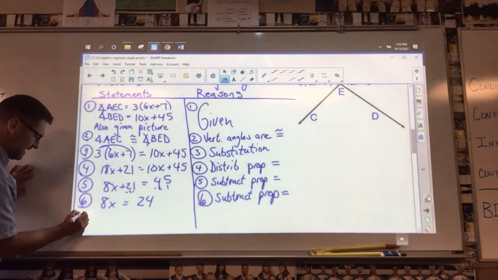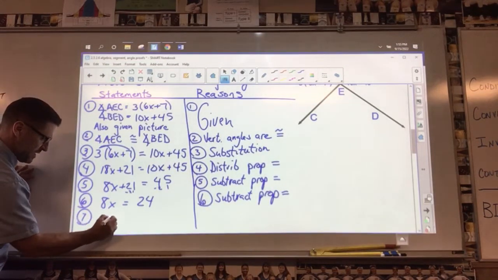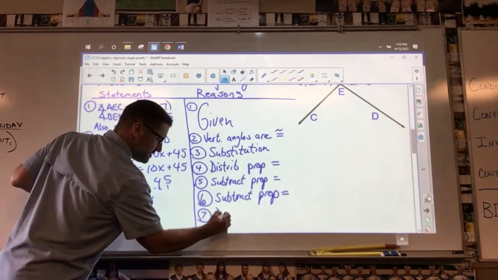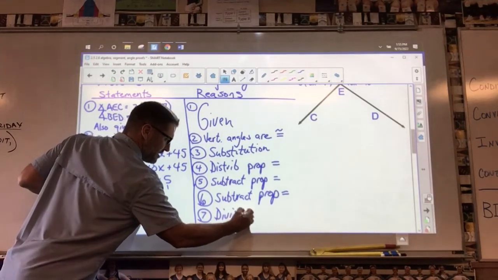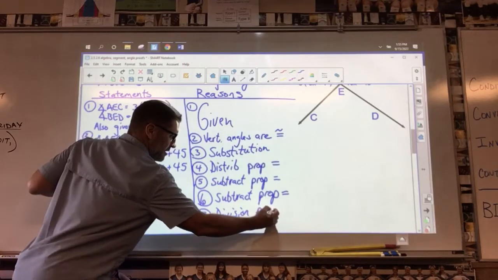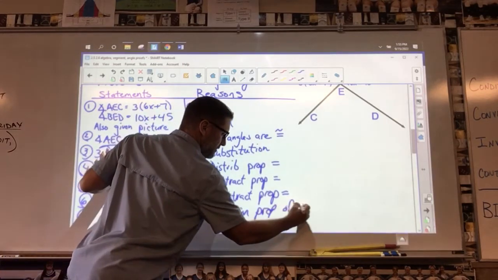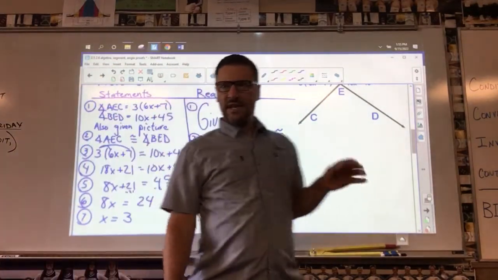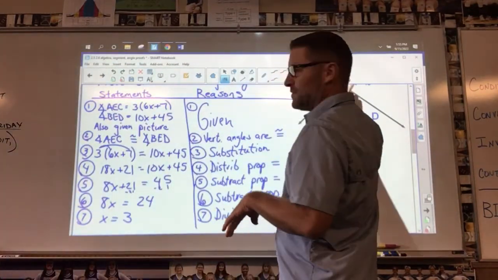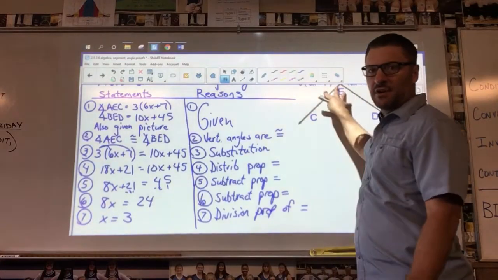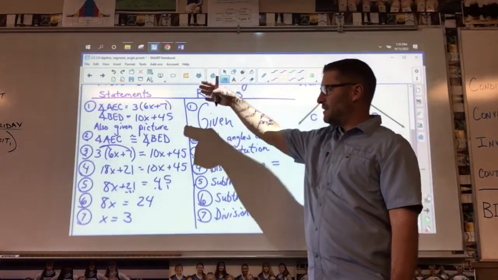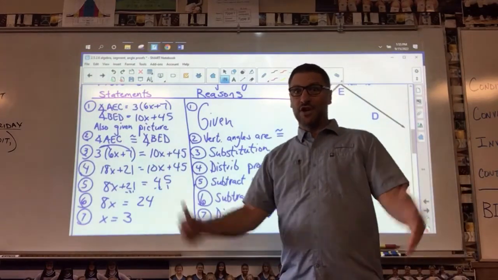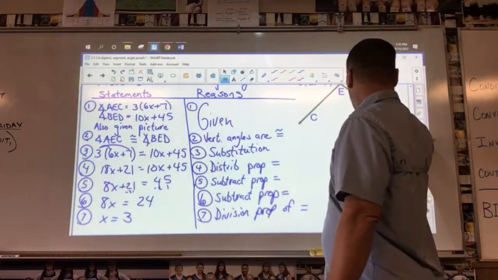And then my last step, step number 7, I got x is equal to 3. And on step 7, I used the division property of equality. So that's kind of an example of a proof here where we actually took a geometric picture, came up with our given and our statements, and did the whole thing out in one big giant proof. All right, I got one more proof.